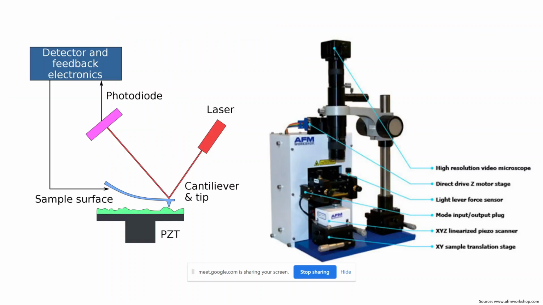So atomic force microscopy, or AFM as we call it, helps us to know the topography of the surface. I'll discuss very briefly what AFM is and how it works. This is a schematic diagram of a very basic setup of AFM. So this is the setup, and this is how an atomic force microscope looks.